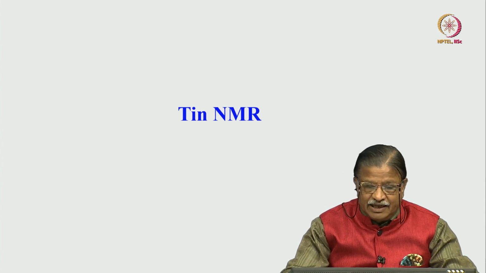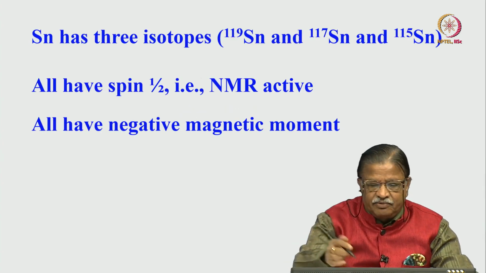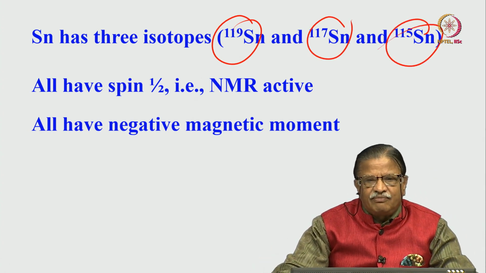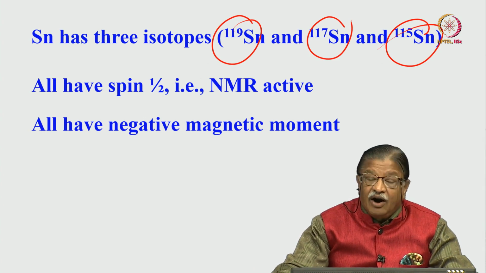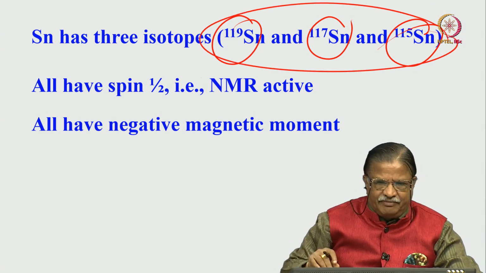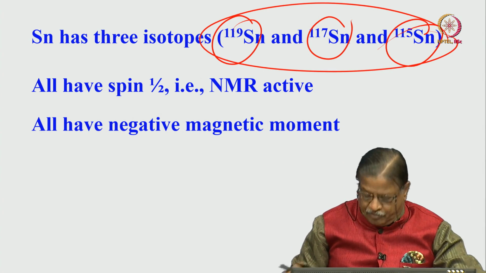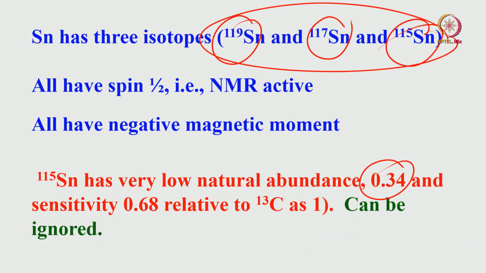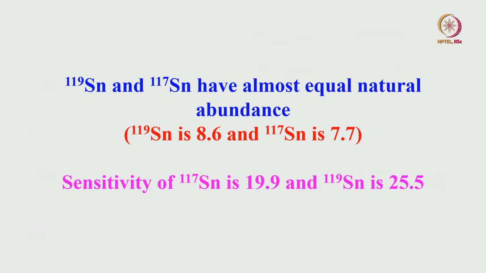Okay. We will go to tin NMR. Tin is also another interesting thing. Tin has 3 isotopes: tin 119, tin 117 and tin 115. All the isotopes are spin 1/2. All are NMR active, but all have a negative magnetic moment, similar to nitrogen 15. It doesn't matter as far as detection is concerned; let us not worry about it at the moment. Tin 115 has a very low natural abundance, 0.34, similar to nitrogen 15, and sensitivity is 0.68 compared to carbon 13 taken as 1. So practically we can ignore tin 115. We will worry only about 119 and 117.